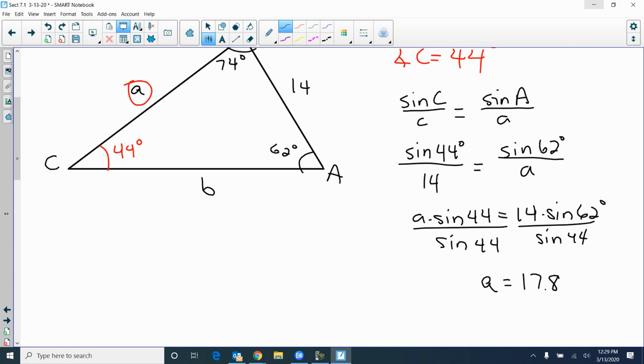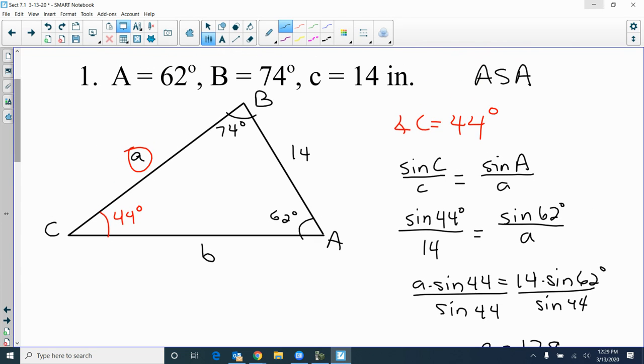From geometry, remember in a triangle, the relationship between the sides and the angle. The biggest side has to be across from the biggest angle. The smallest side has to be across from the smallest angle. 44 degrees is the smallest angle. 14 is across from it. Since that's 62 degrees, that has to be bigger than 14. 17.8, at least we feel good about that. Now the last side has to be bigger than 17.8 because 74 is the biggest angle.